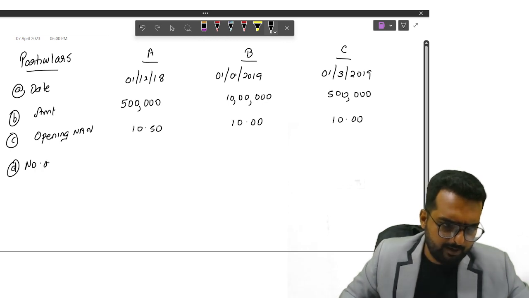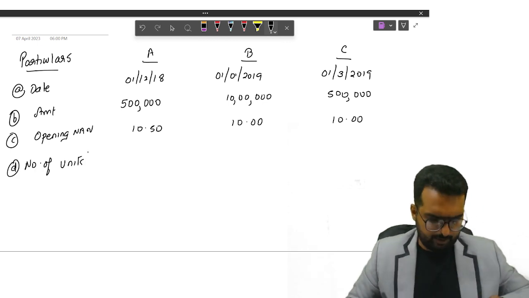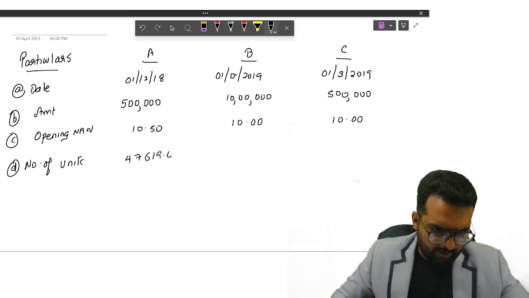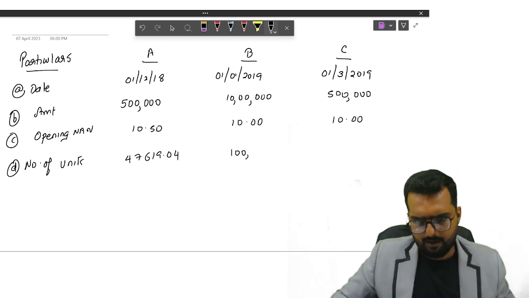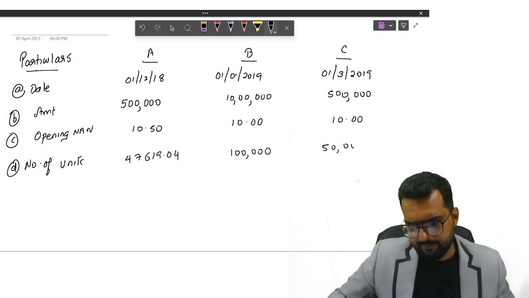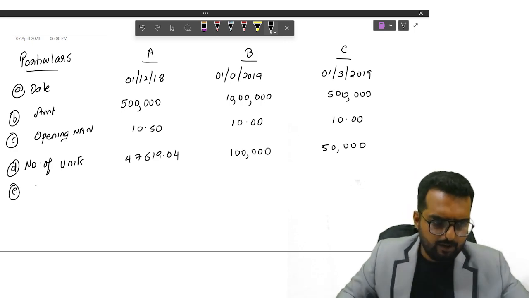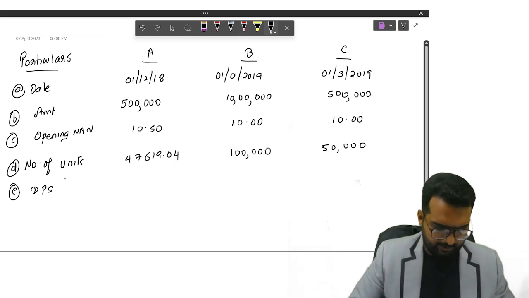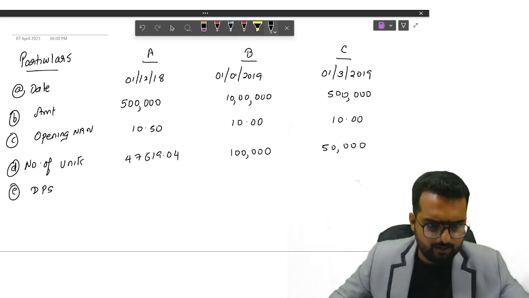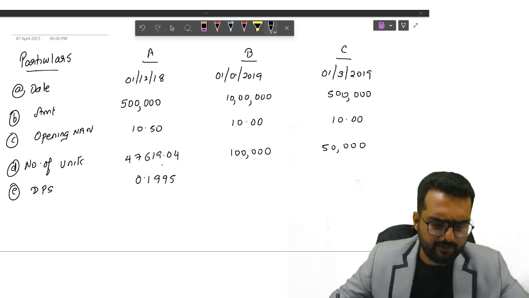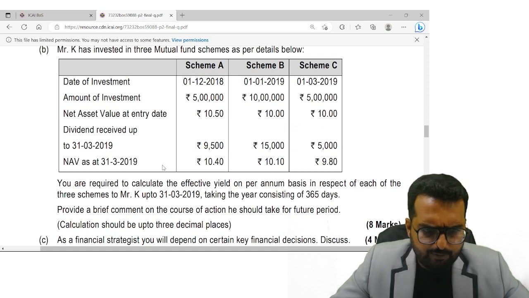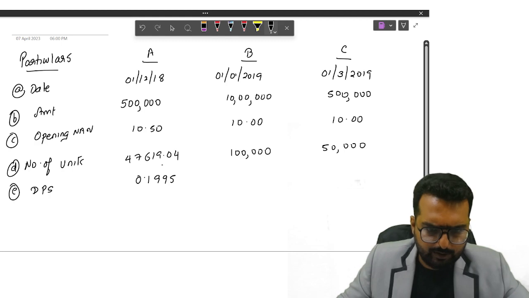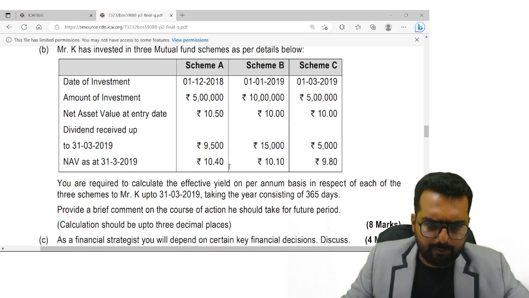Okay. Point D, the number of units: 47,619.04, 1 lakh units, and 50,000 units. From this, can I find out the dividend per share? 9,500 divided by 47,619, I'll get 0.1995 as the dividend. I hope I've done it correctly. 5 lakh divided by 10.5 is 47,619. Correct only, nothing wrong there. So you get 0.1995.